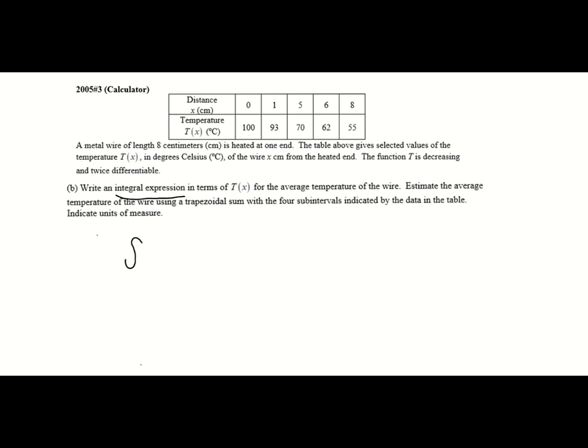Average value formula says 1 over b minus a. So that's our final time, 8, well actually not time, centimeters, minus the initial times the integral from 0 to 8 of T of x, whatever we're trying to find the average value of temperature, dx. That gets you 1 point for just writing that down.